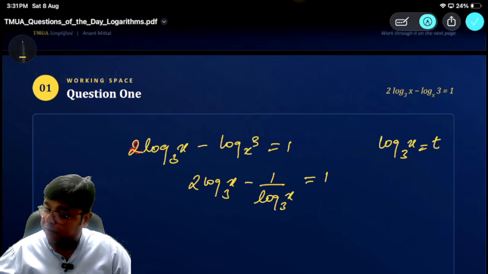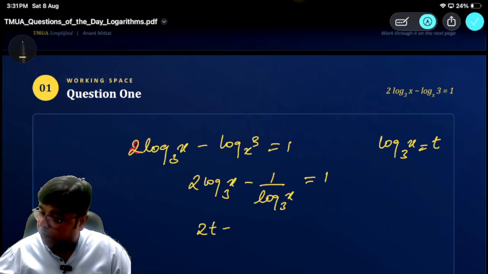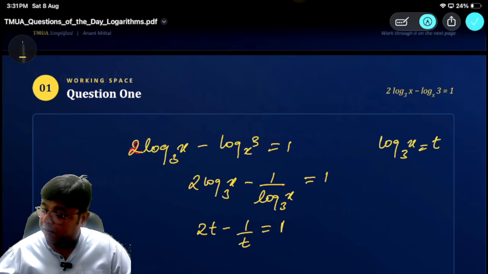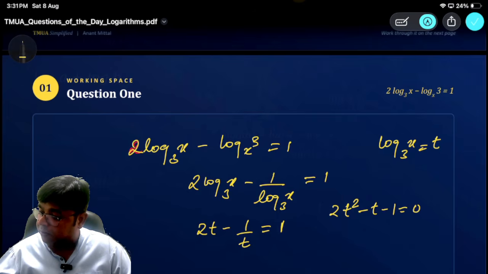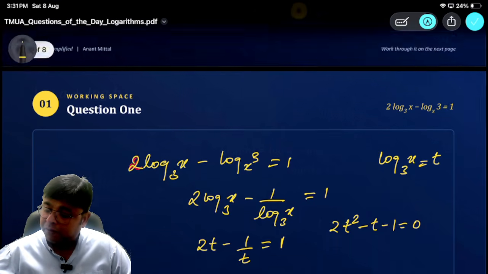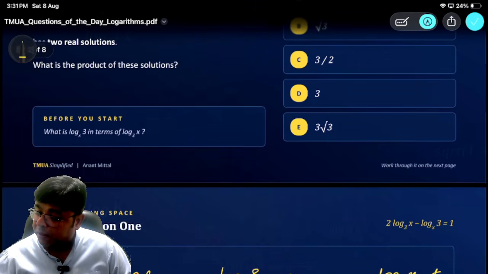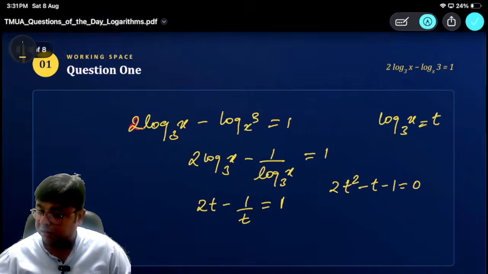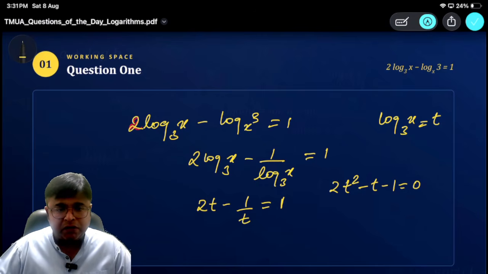The moment I put it, it gives me 2t minus 1 by t equals 1, which further confirms my quadratic: 2t square minus t minus 1 equals 0. This is what I have got. Now this is a quadratic, and I can also find the roots. But in the question, they are asking for the product of the solutions of this equation.